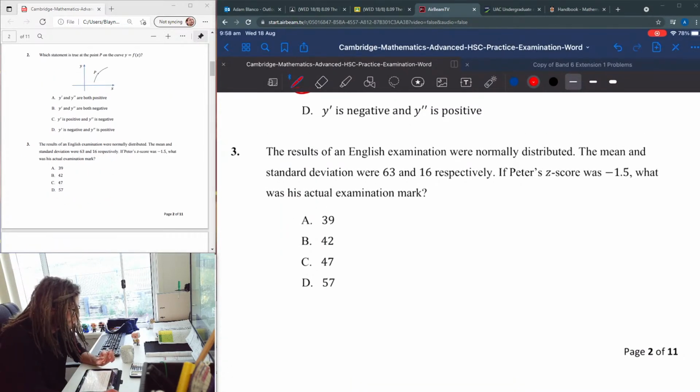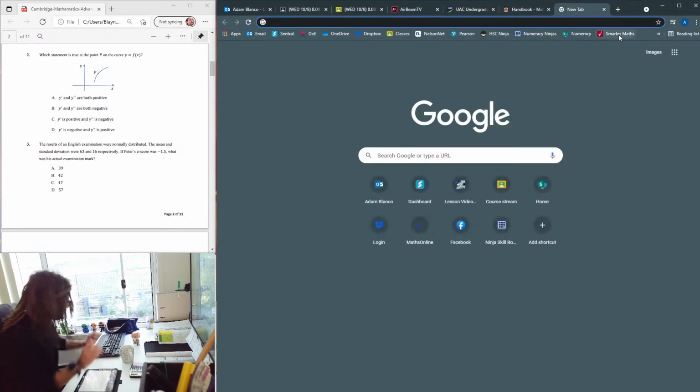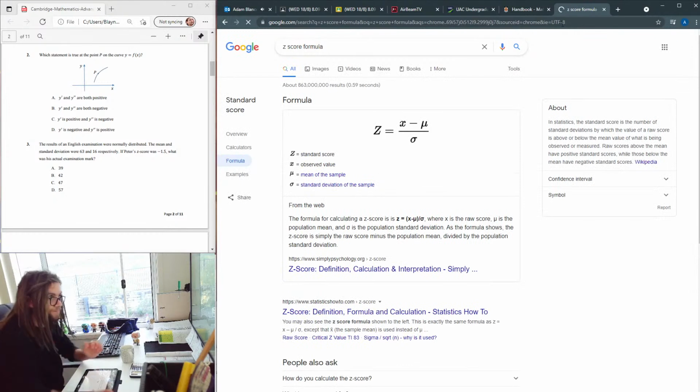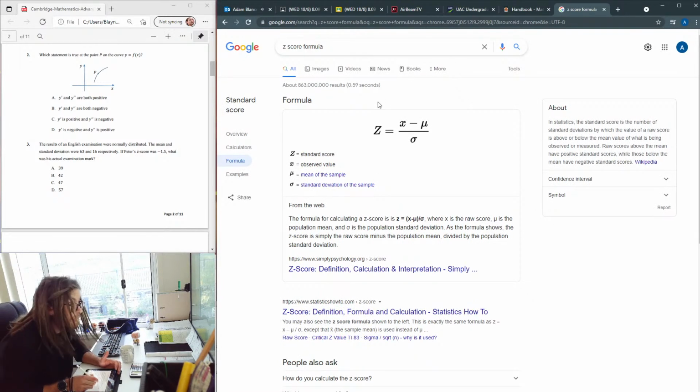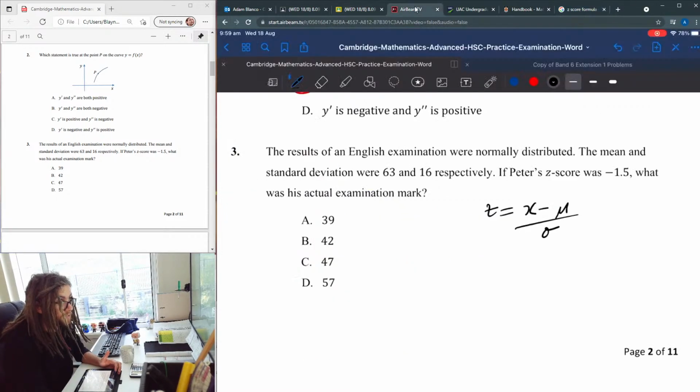The results of an English exam were normally distributed, the mean and standard deviation were that and that respectively. Okay, that's their Z score. So Z is equal to, oh no, what's the Z score formula? Keep in mind that's on your reference sheet. X minus mu on sigma. Okay, get rid of that.